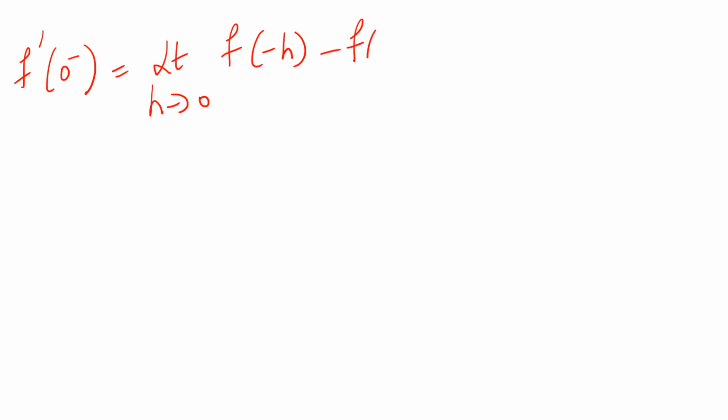Now students, we will check the differentiability of f of x at x equal to 0, and for that purpose we will find its left hand derivative and right hand derivative at x equal to 0. Now left hand derivative at x equal to 0, which is f dash 0 minus, becomes equal to limit h tending to 0, f of minus h minus f of 0 whole divided by minus h.